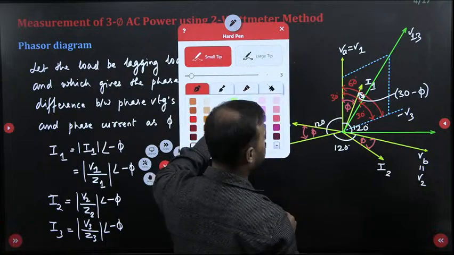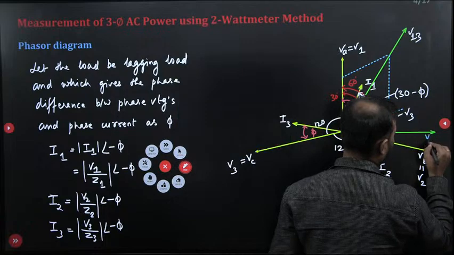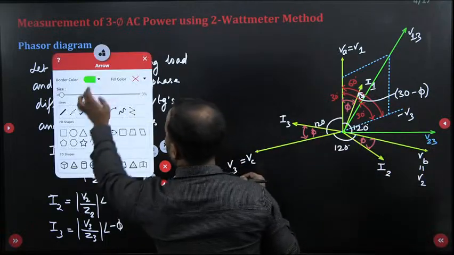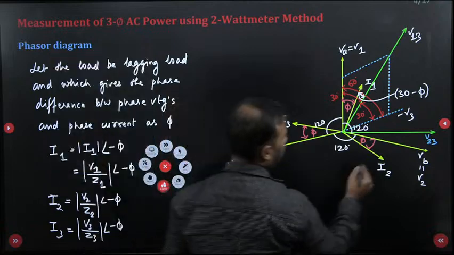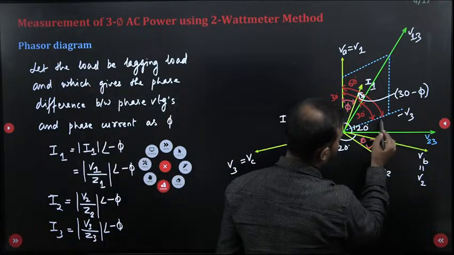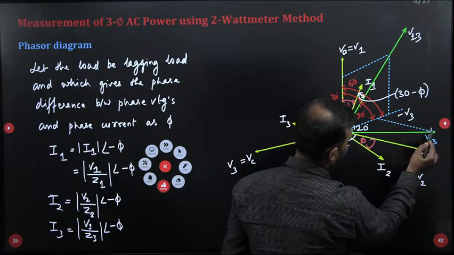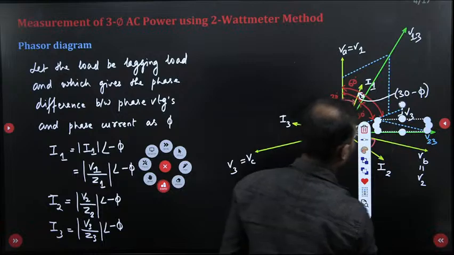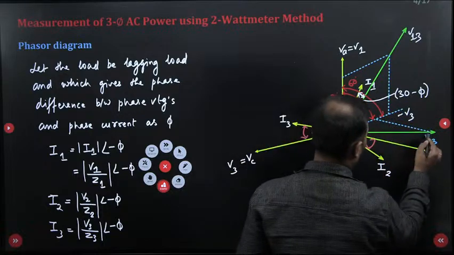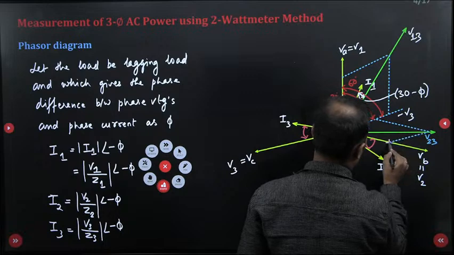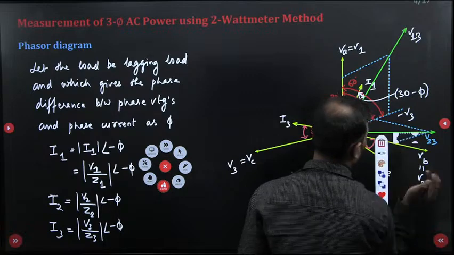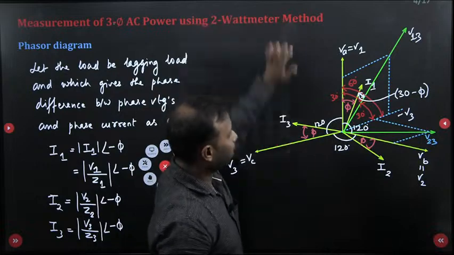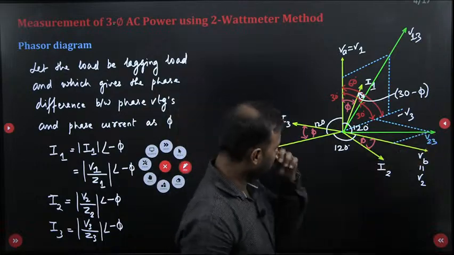Okay, so let me change the color. So this is V23, which means vector sum, V2 and here minus V3. Okay. But what is the angle between V23 and I2?